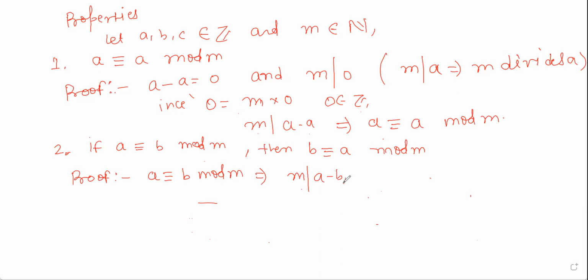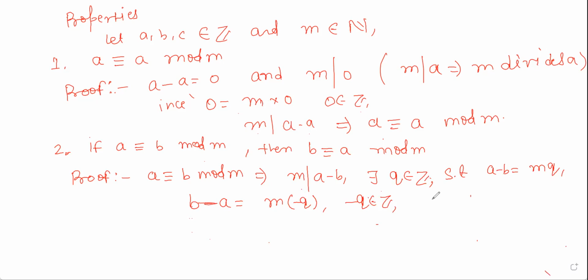Then by the division algorithm, there exists Q in integers such that A minus B equals MQ, and we can write it as B minus A equals M times minus Q, and minus Q is in Z. Therefore M divides B minus A, and B is congruent to A modulo M. This is proved.